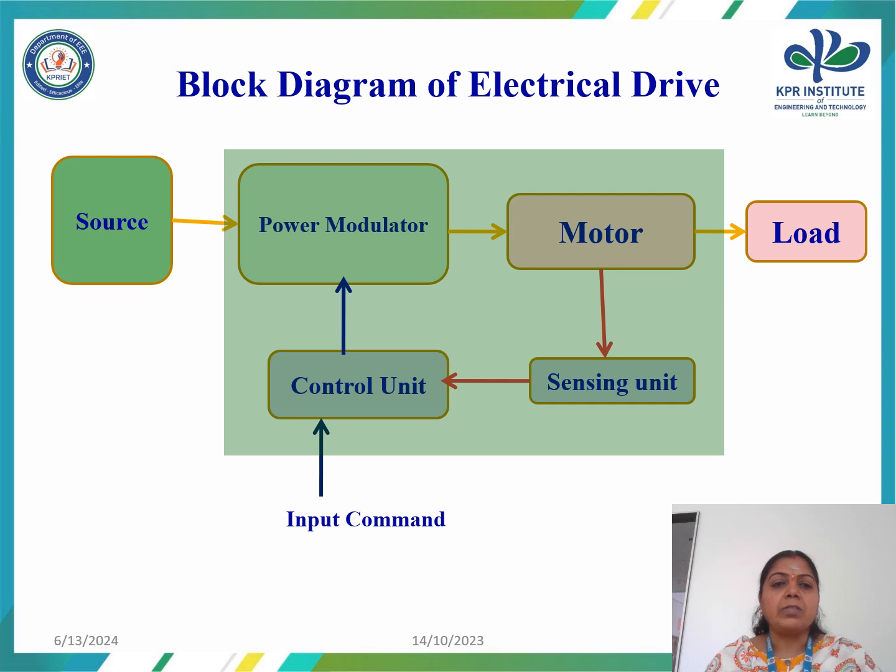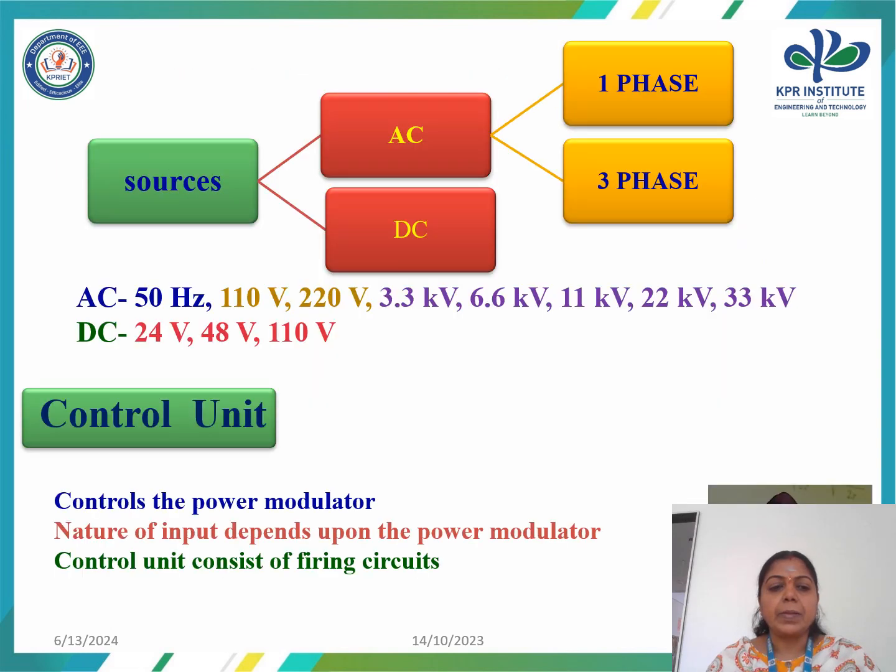So in detail, we see the sources, power modulator, motor, load, control unit and the sensing unit. The sources may be AC or DC. In case of AC, they have single phase and three phase supply. In DC, they use different ranges such as 24 volt, 48 volt, 110 volt. The control unit controls the power modulator, depending upon the nature of the inputs given to it. The control unit usually consists of firing circuits.